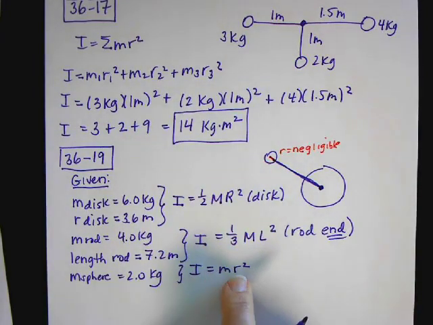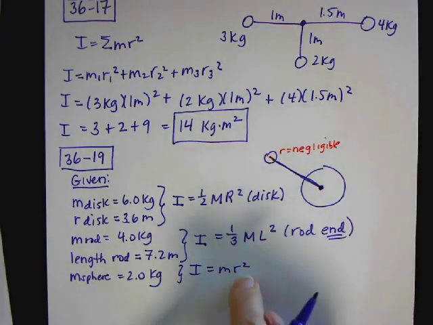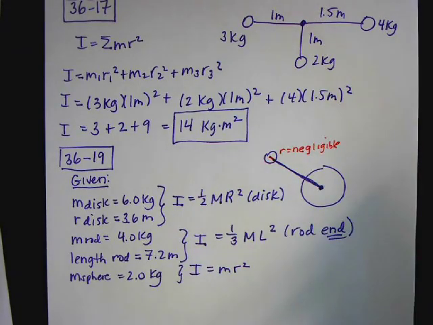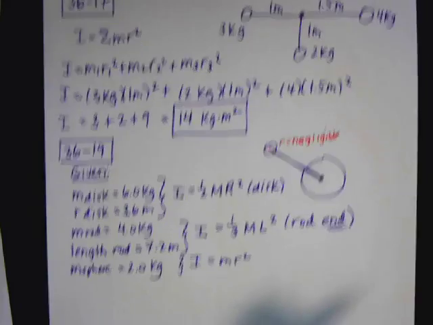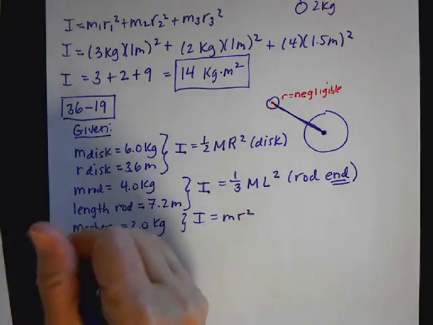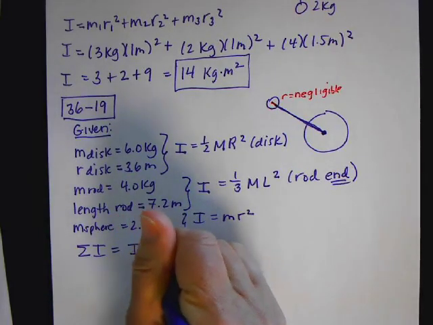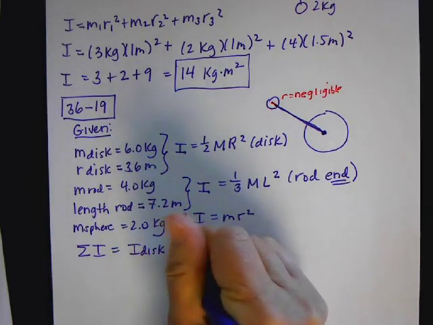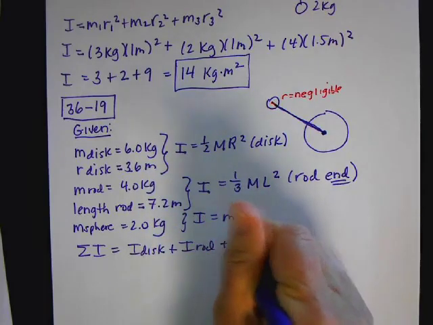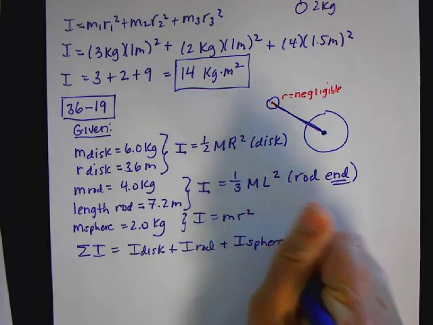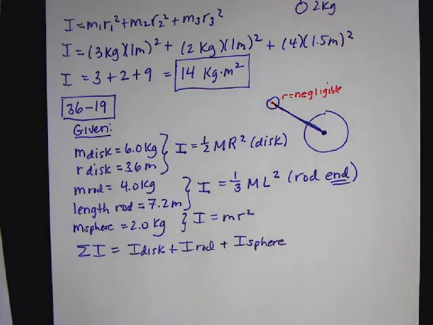And again, this radius is not the radius of the sphere. This radius is actually the distance to the axis of rotation. Does that make sense? There's different ways you can do this. I think when you do things separately, you're less likely to make a mistake. So when I want to find the moment of inertia of this system, the summation of I is going to be I of the disk plus I of the rod plus I of the sphere. But what I would do, instead of doing it in one giant thing, I would calculate them all separately.